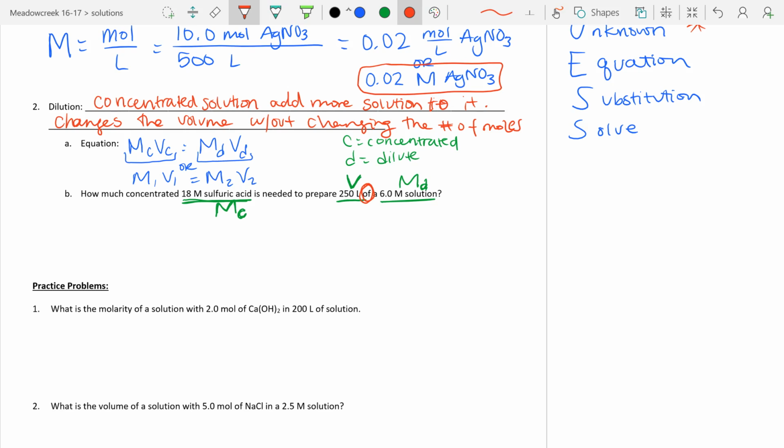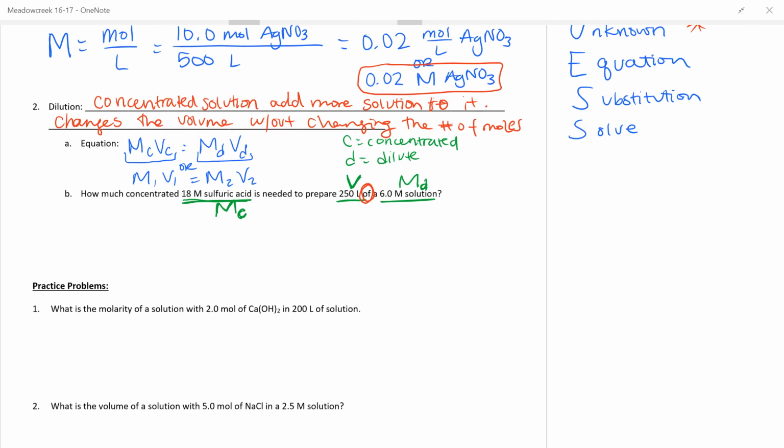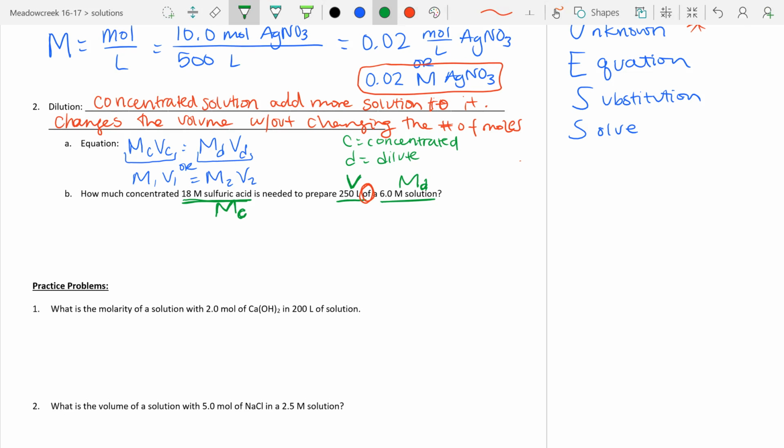Of signifies belonging. If I say that this is the hat of Giselle, that means this is Giselle's hat, okay? Those things belong to each other. So this word of says 250 liters of 6.0 molar solution. So it means these two things belong to each other. And if they both belong to each other, then that means this is VD because that is MD.